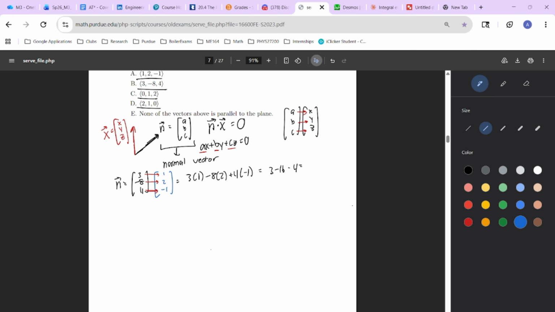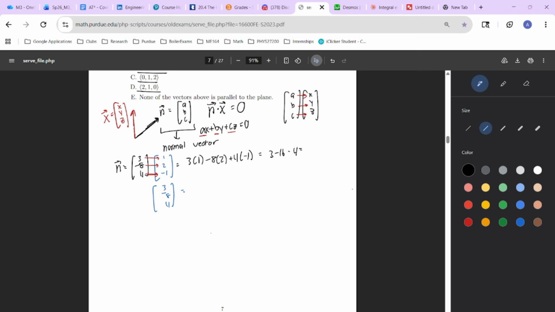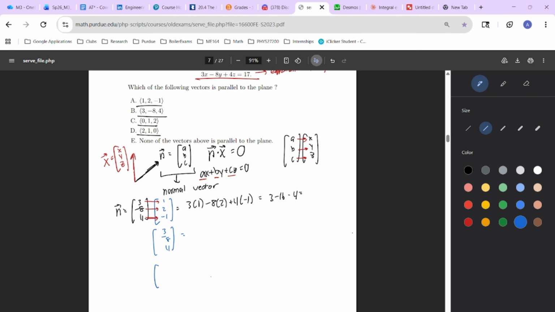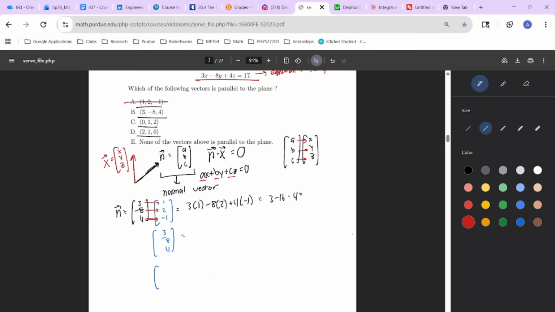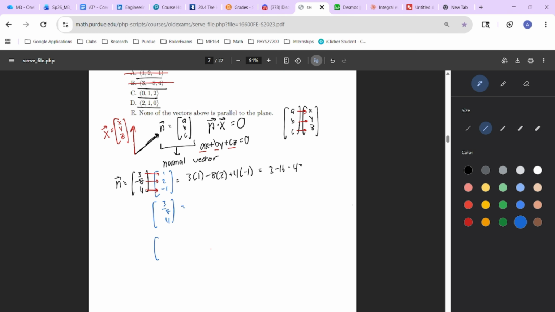We move on. The next vector to look at would be 3, -8, 4. You can already tell that this is not going to be parallel to the plane because it's the same vector as the normal vector. So it's rather going to be parallel to the normal vector instead. We're going to look at the third vector. Actually, before I do that, I'm going to cross out these first two answers. The third vector is 0, 1, 2.